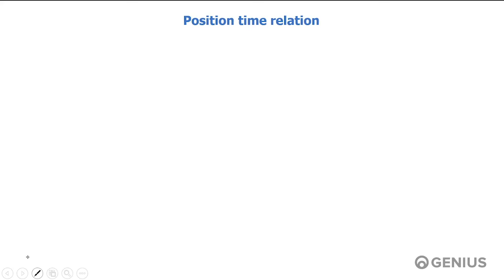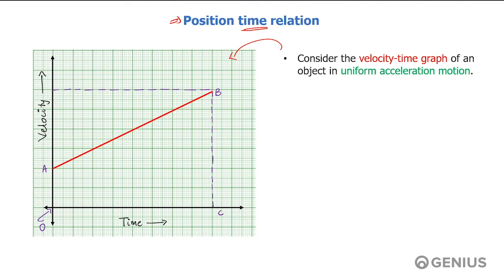Now, to derive the position-time relation, we will consider a velocity-time graph that you can see on your screens right now. This is the graph of an object moving in a straight line with uniform acceleration. What we can do with this graph is calculate the area between this line and the time axis. This area under the graph corresponds to the magnitude of displacement.